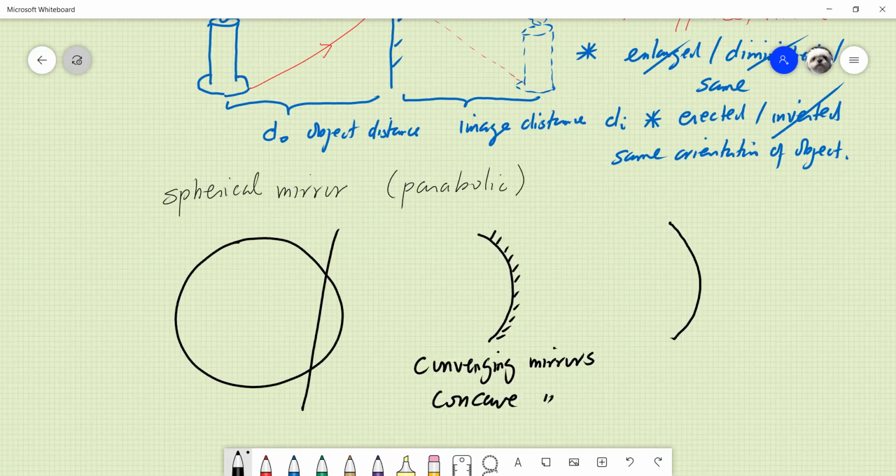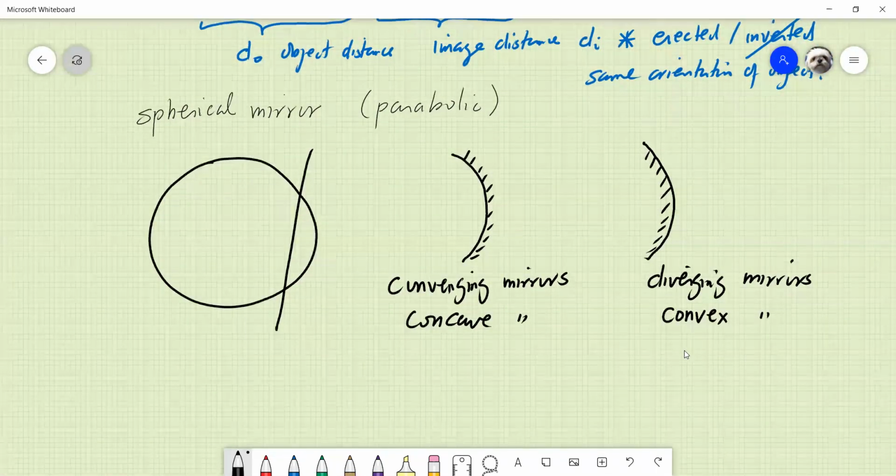Now, if I coat the silver on the other side, then I will have a divergent mirror, or we call it a convex mirror. Good. Now, where did you see the concave mirror?